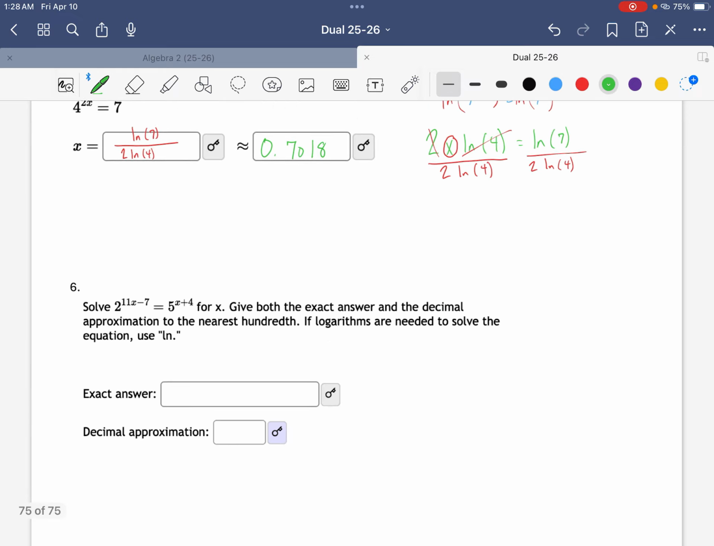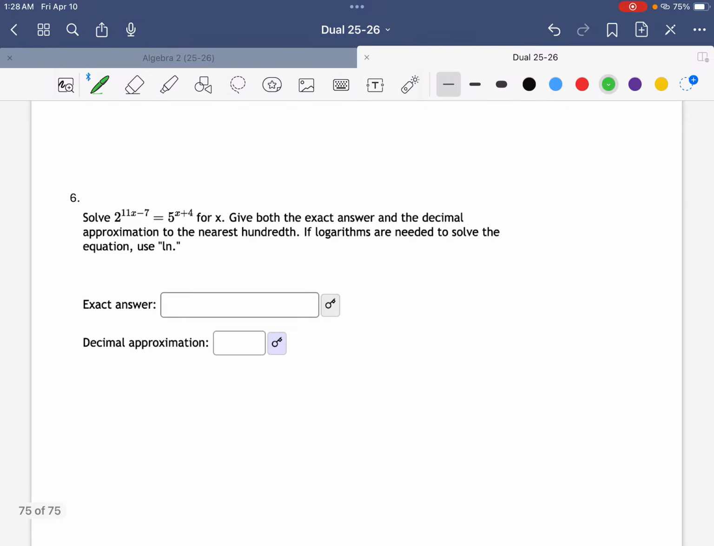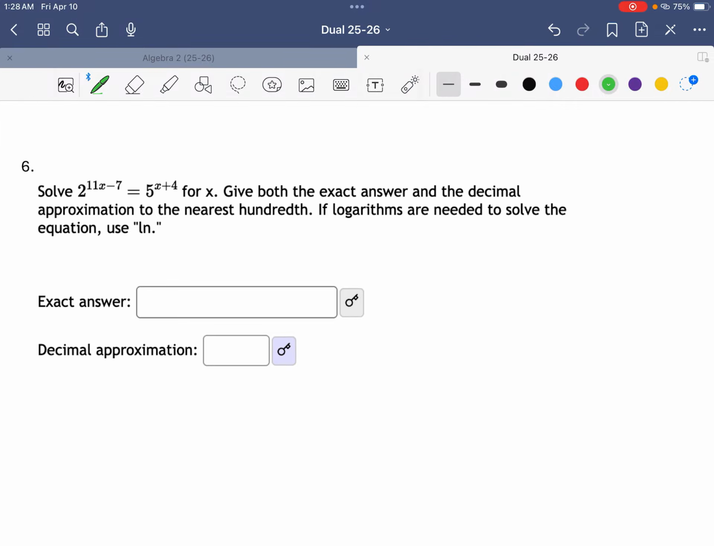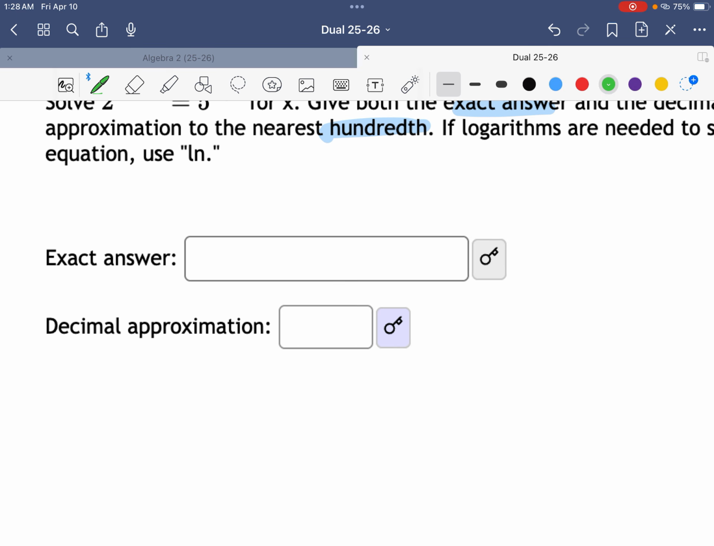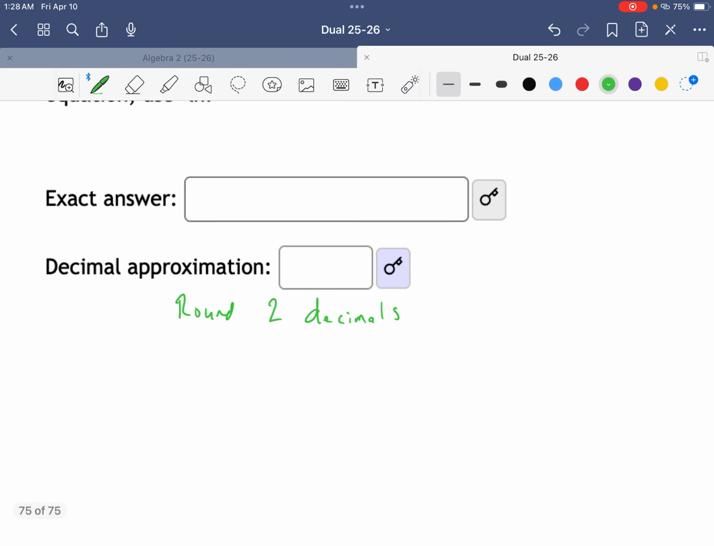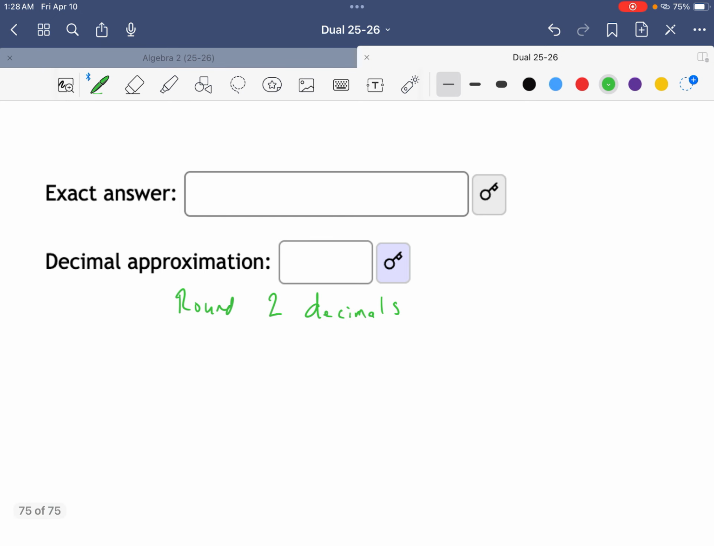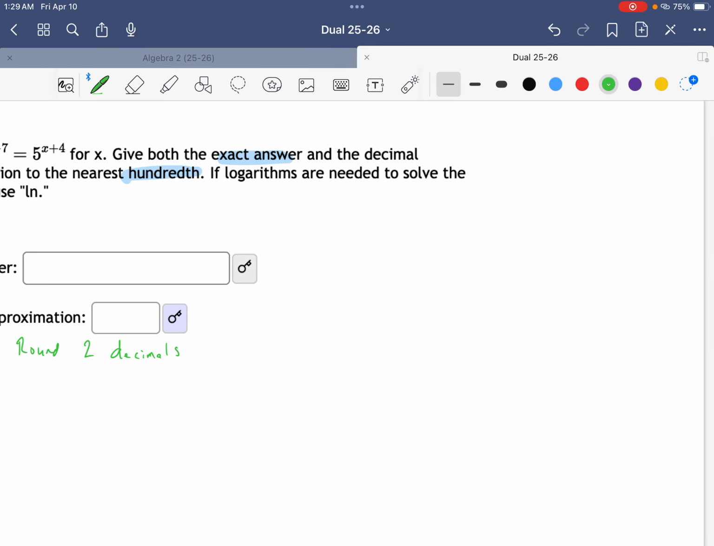And then our last question, number 6, my favorite. Again, pay attention to the directions, okay? Number 6, different directions. Exact answer, no problem. But round to the nearest hundredth. So this means round to 2 decimal places. Only on the last question, only on number 6 are you going to round to 2 decimal places. Everything else is to round to 4 decimal places. All right, let me write this down.